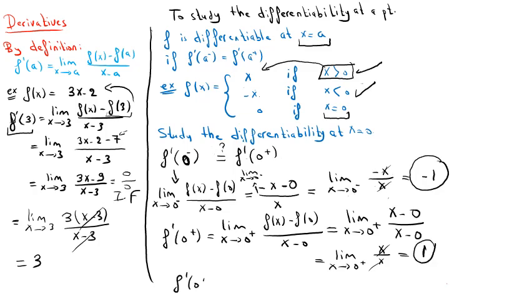So f prime of 0 minus is different from f prime of 0 plus, then f is not differentiable at x equal to 0.